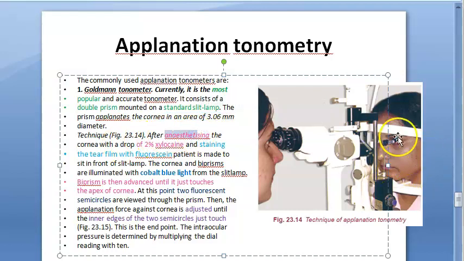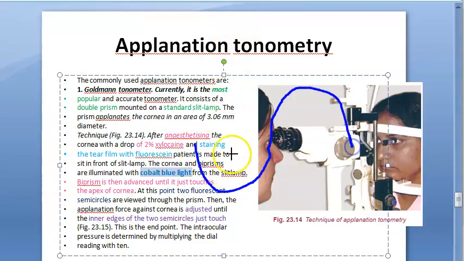They are giving you exact corneal measurement. So you will anesthetize the eye with 2% xylocaine. Then you will stain the tear film with fluorescein. Then you will use cobalt blue light from the slit lamp. So you will advance the biprism till it touches the apex of the cornea. Then you will see two fluorescent semicircles in that cobalt blue light. You will adjust such that the inner edges of the two semicircles just touch. This is the end point.